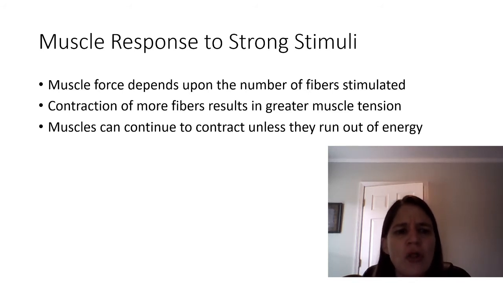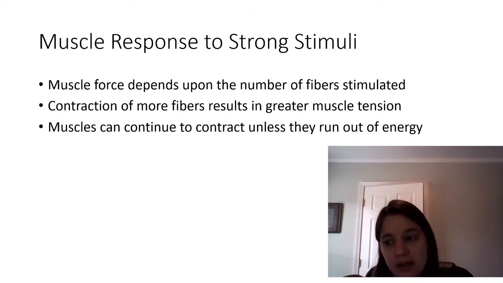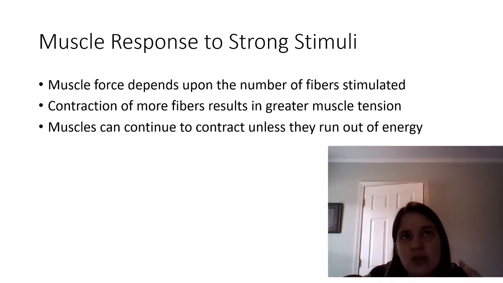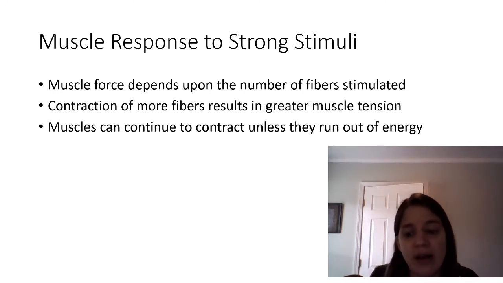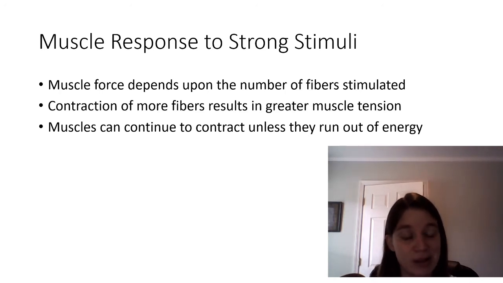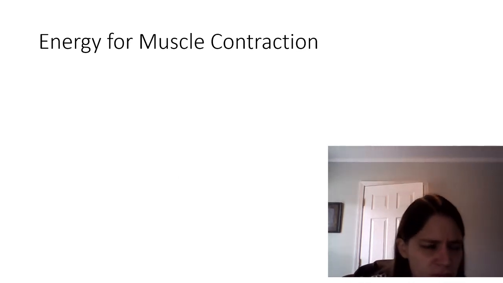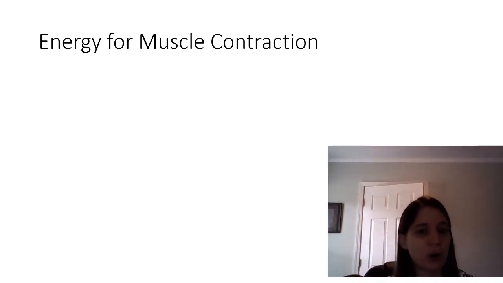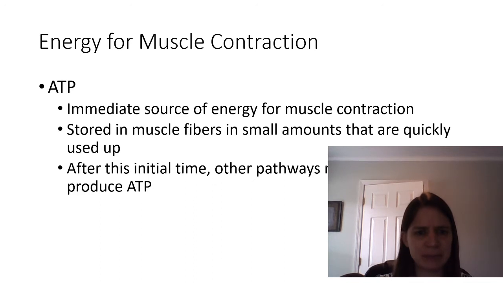So, the muscle force, how much you get out of this is going to depend on how many fibers got stimulated, right? So, the more muscle fibers that got stimulated, the more muscle tension you can get. Muscles can keep contracting up until they run out of energy, and we'll see how they get energy in a minute. Right now, there are 3 ways, and they each have pros and cons, and the human body uses all of them. It's not like there's one that's the best one. You need all of them, and they're used slightly differently.